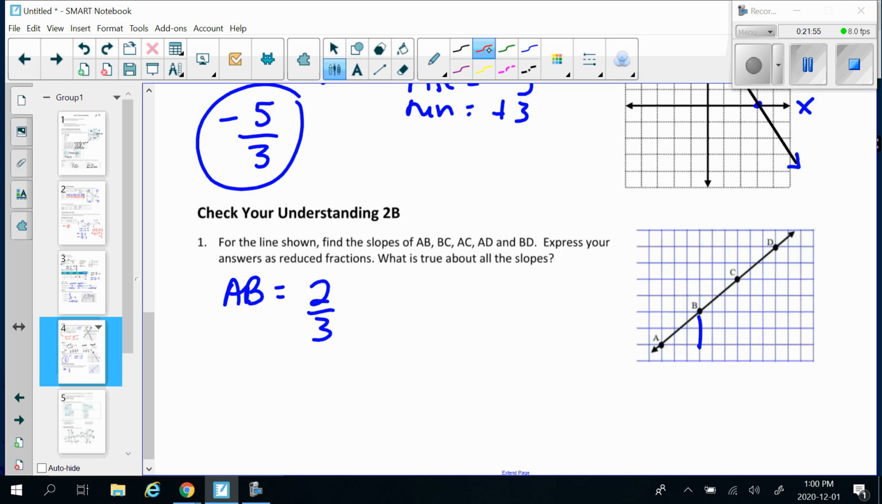But what if we go between, say, A and C? Well, if you run between A and C, then the rise is actually 1, 2, 3, 4. And then the run is 1, 2, 3, 4, 5, 6. But that reduces to 2 over 3. So the point that they're trying to show you is that no matter which 2 points you pick, if they're all in the same line, wherever you measure from, it's going to be the same slope. The steepness of the line doesn't change just because you're measuring here or you're measuring here. It's the same steepness. That's what it's trying to show you.